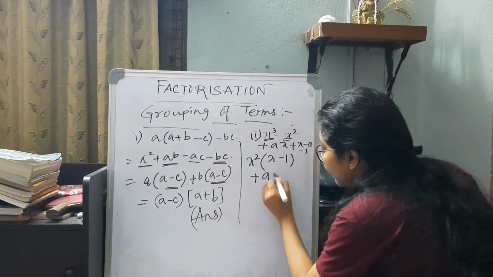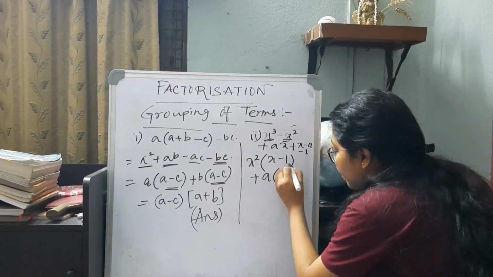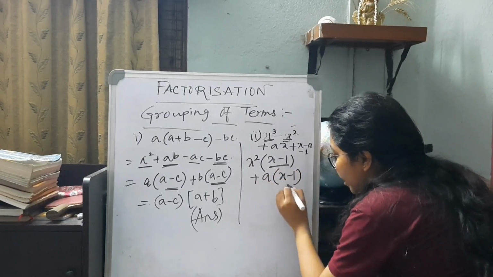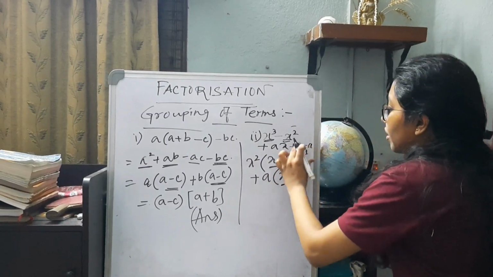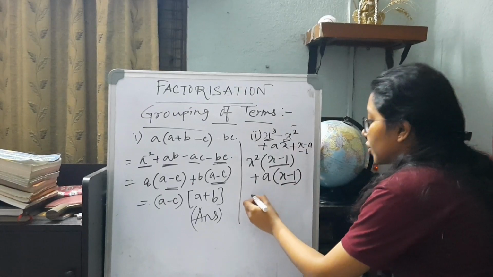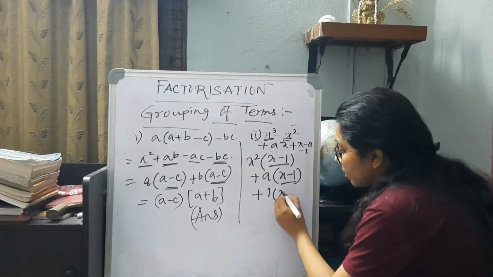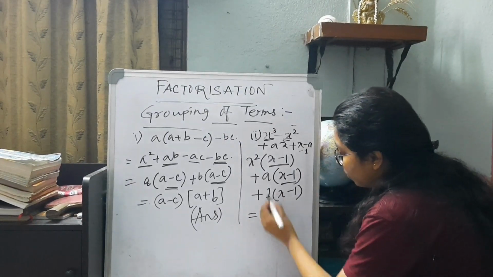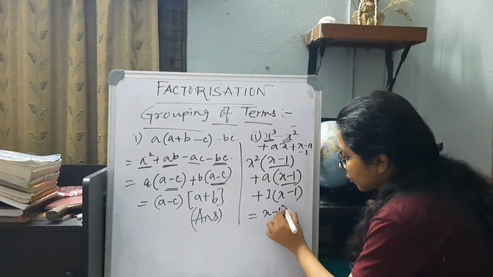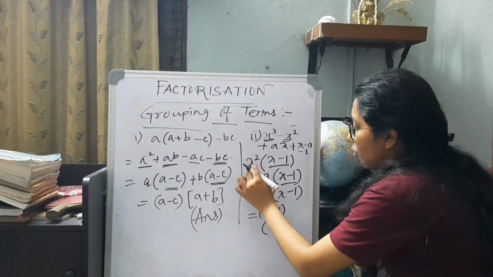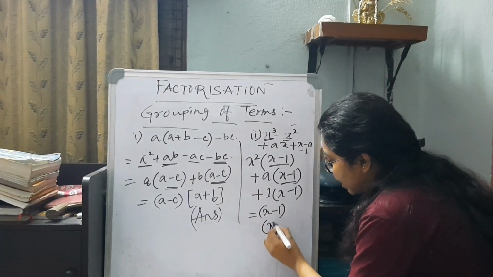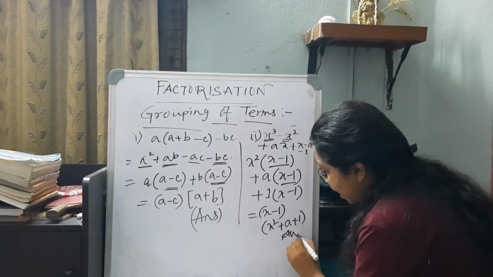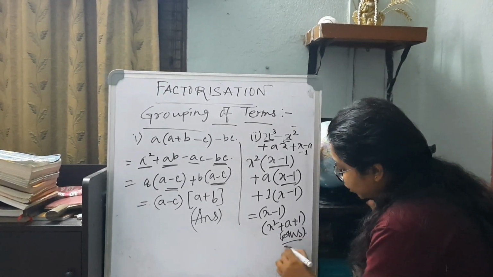So if I take this a common, again I am seeing the pattern coming up, that is x minus 1 arises here. Now the remaining part is also x minus 1. So both have the common factor x minus 1. So our answer is x minus 1 times whatever we got as common, that is x square plus a plus 1. So this is our answer for the second question.